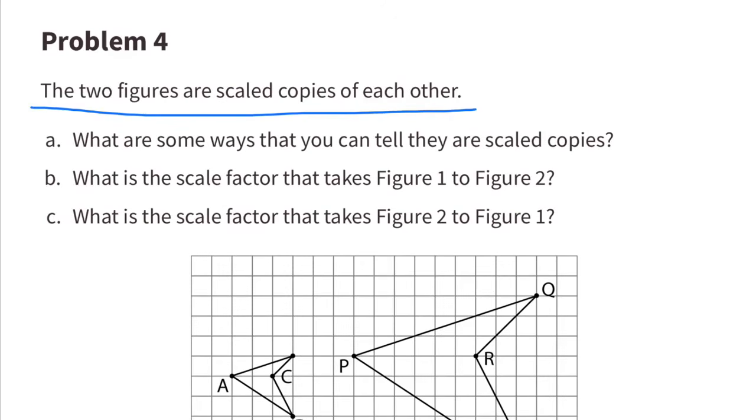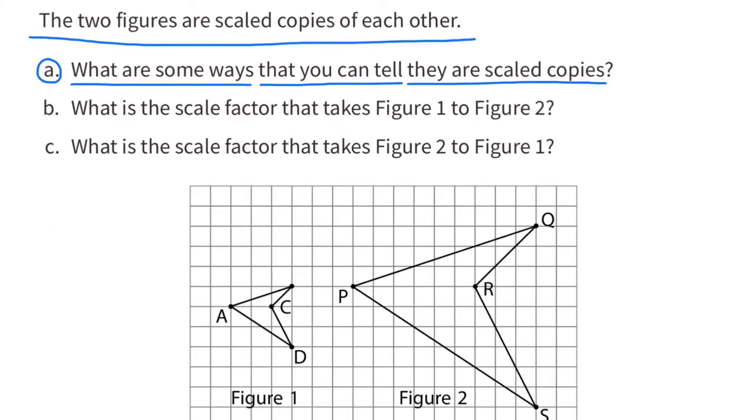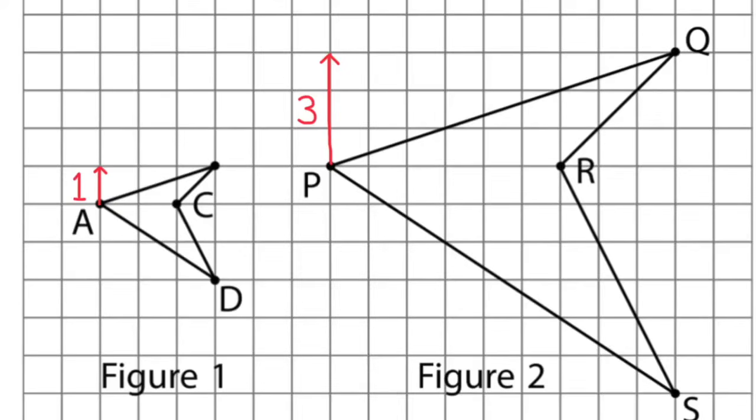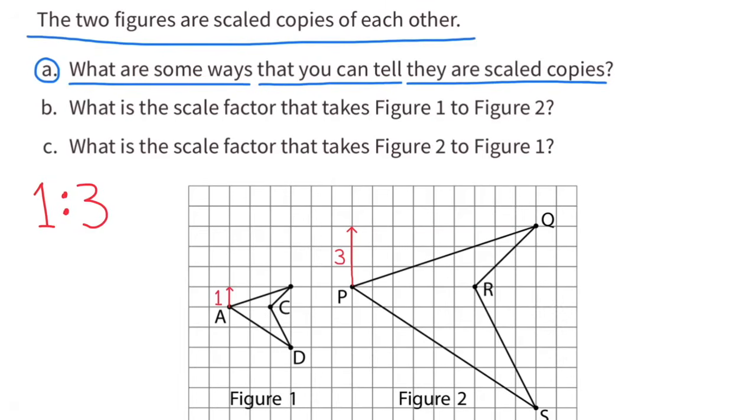Number 4. The 2 figures are scaled copies of each other. A. What are some ways that you can tell that they are scaled copies? Here's one way to tell that they're scaled copies. Angles A and P are corresponding angles. This line in red above angle A is 1 unit long, and that same line above angle P is 3 units long. That's a ratio of 1 to 3.